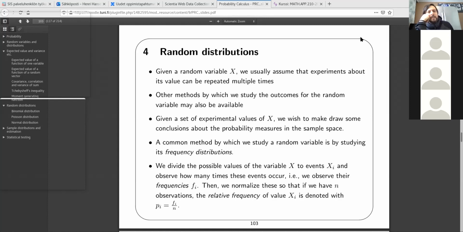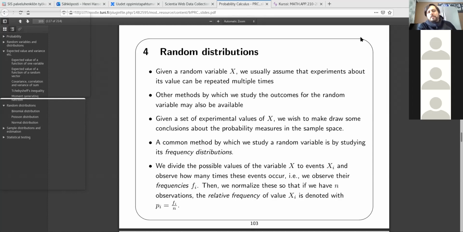So we study the random variable in many ways. Usually we assume that there are experiments and we repeat them multiple times. We may have some other reasons. We may be able to study some kind of origin for this random process, and we can make assumptions and then come up with the model. Let's say that we have some experimental values of our random variable x, and then maybe some assumptions about the nature of the distribution. We can draw conclusions about the probabilities of different events in the sample space.